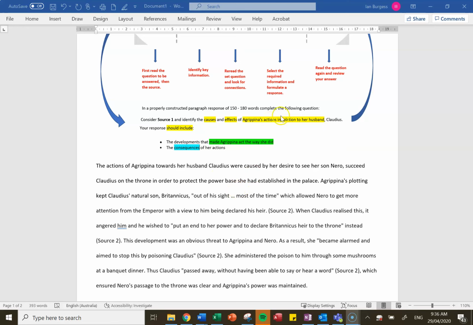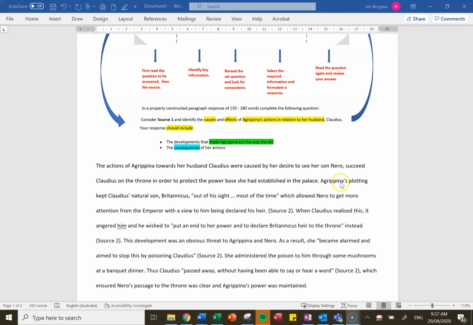towards her husband Claudius, so I'm relating specifically to this highlighted part of the question, caused by her desire to see her son Nero succeed Claudius on the throne. This is what made Agrippina act the way that she did. All right, to protect the power base she had established in the palace. Okay, so this is the topic sentence and is highlighting what she did and linking my response directly to the question.